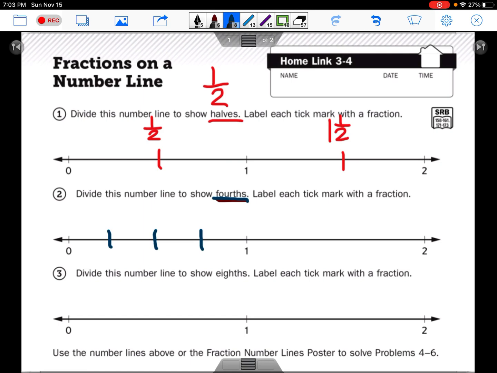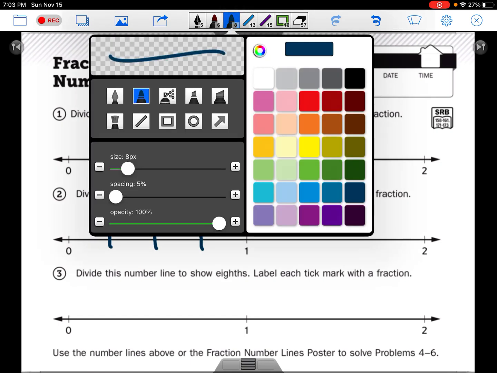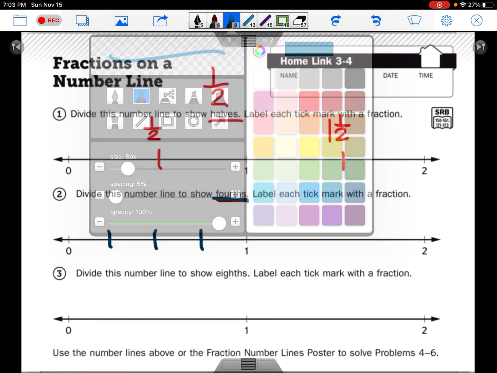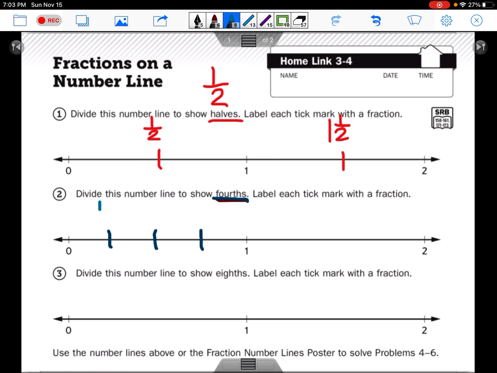Let's just double check. If this was a candy bar and I had this broken up, would it look like fourths? Would there be 4 pieces there? Yes, there would. So that means we are on the right path. Those are fourths. So let's go ahead and label 1/4, 2/4, 3/4, and finally we have 1 whole. Go ahead and name it because it can also be called 4/4. 4/4, same exact thing as 1 whole.